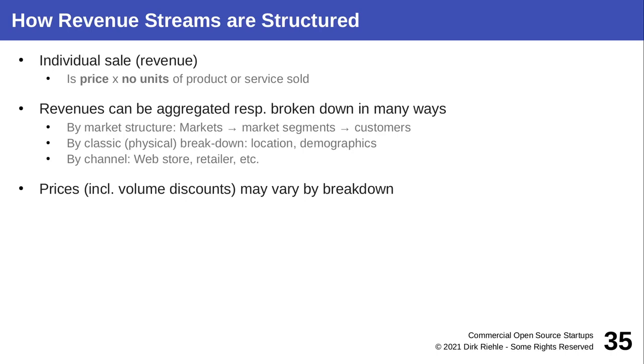So how much money do you make? Again, it's the number of units you sell times the price, and if you sell more units, then maybe customers will try to get a reduced price, get a discount, etc. And then as you have these revenue streams from the individual sales, they get aggregated again and again. You need business intelligence tools to understand and analyze that.